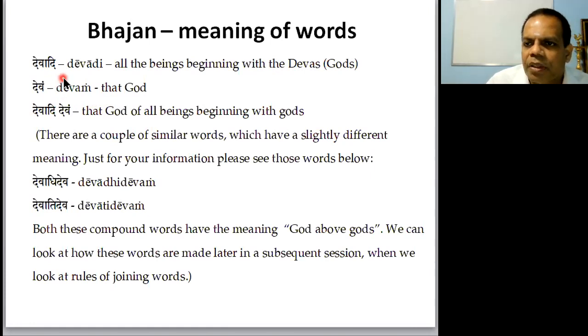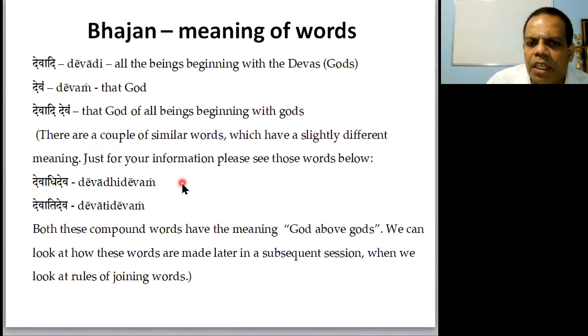Devadi Devam. Look at the Anuswara at the top. Devam. So together, Devadi Devam. That means God of all beings, beginning with gods. All the beings beginning with the gods is Devadi. One who is God of all of them is Devadi Deva.